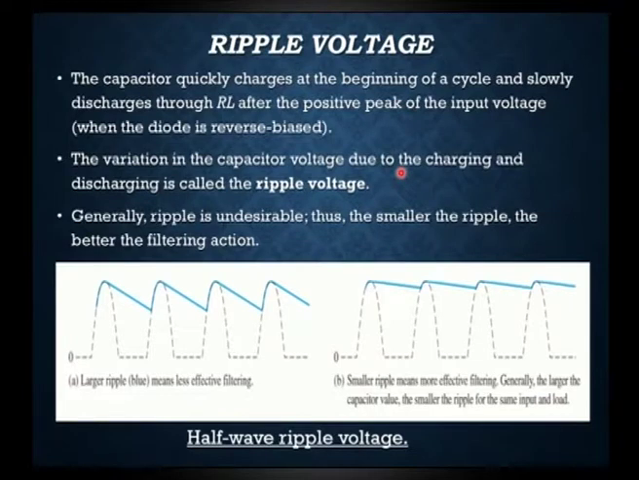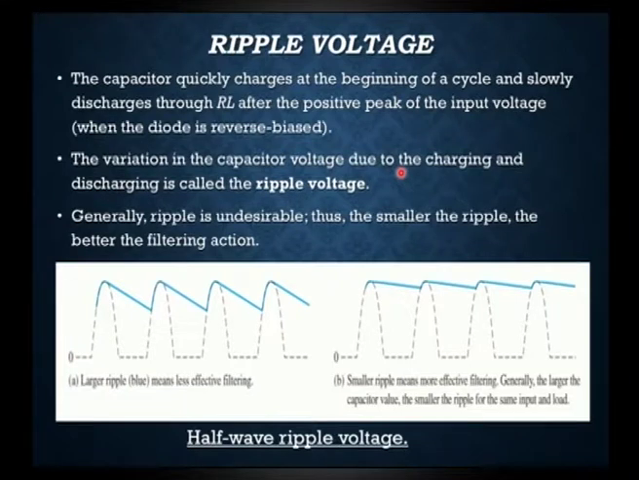The variation in the capacitor voltage due to the charging and discharging is called the ripple voltage. Charging takes some time and discharging takes a different time. This variation of voltage between charging and discharging is called ripple voltage.